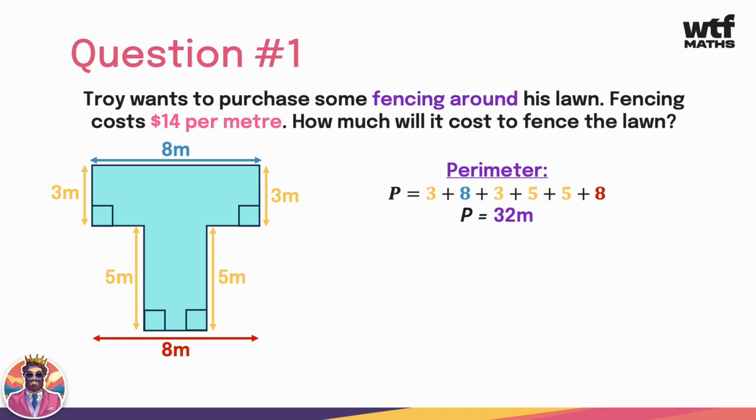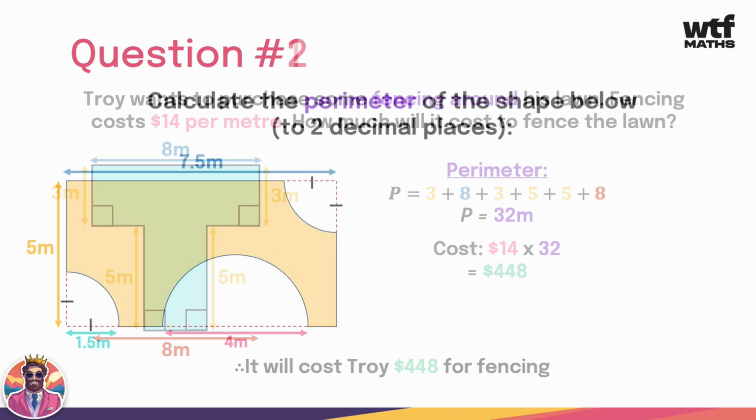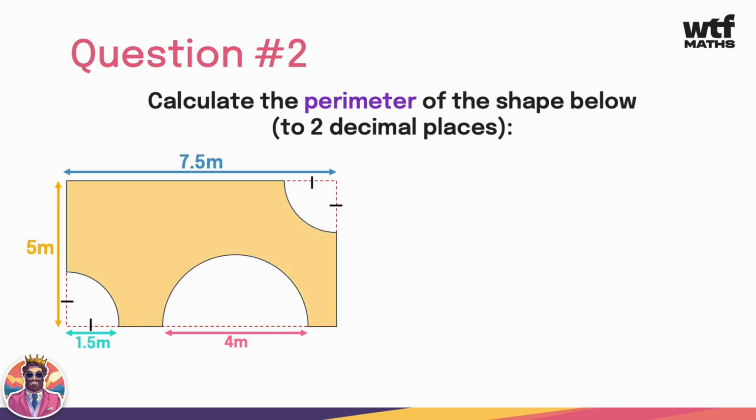Now we know that the fencing costs $14 per meter. So $14 times 32 is 448. So it'll cost Troy $448 for the fencing. Okay, question 2. If you want to pause the video and give it a go, now's your chance.